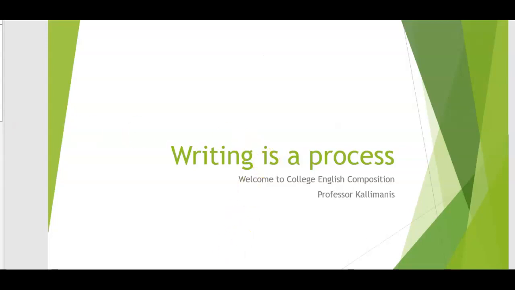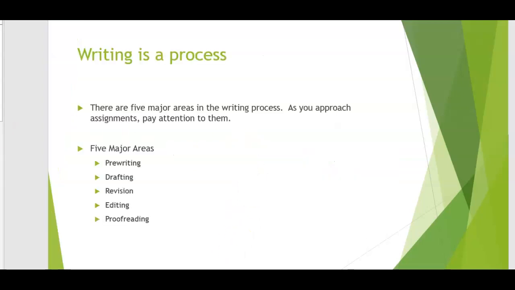So there are 5 major areas in writing compositions. As you approach assignments, you will follow this process. This is known as a recursive process. So it's not necessarily in this order, but in general, you can follow this order and then go back a few times through. First, we start with pre-writing, drafting, revision, editing, and proofreading.